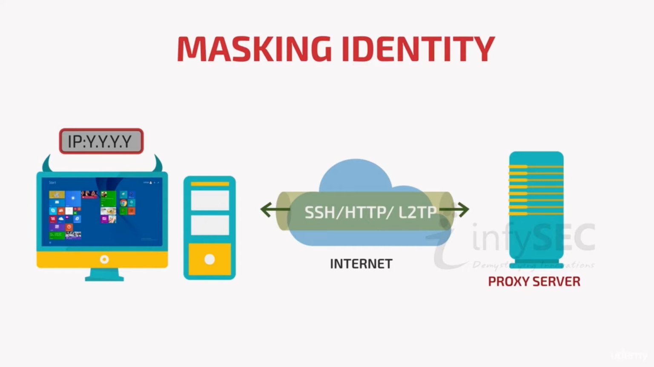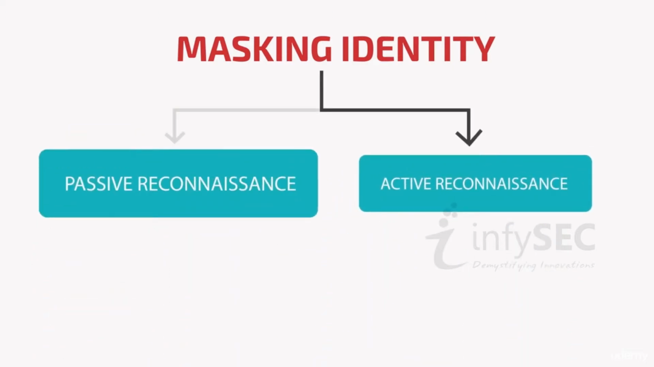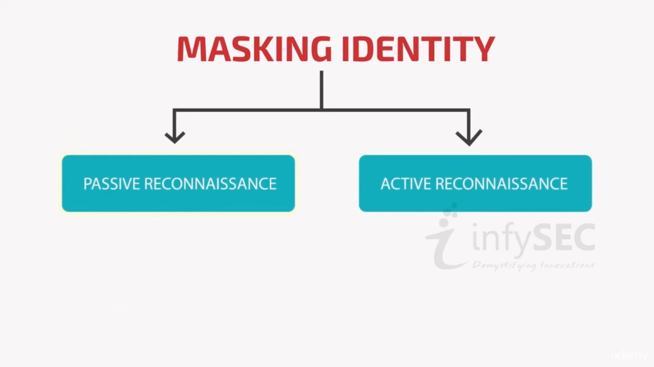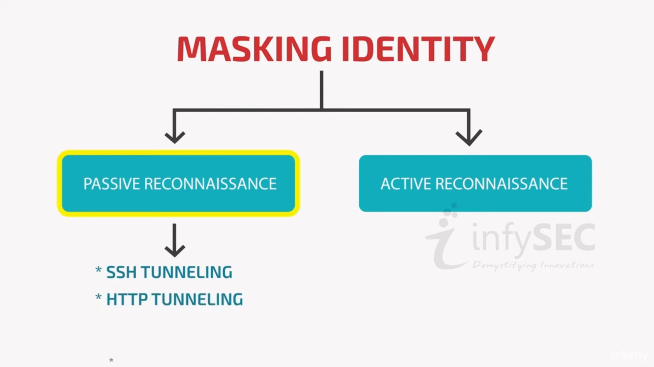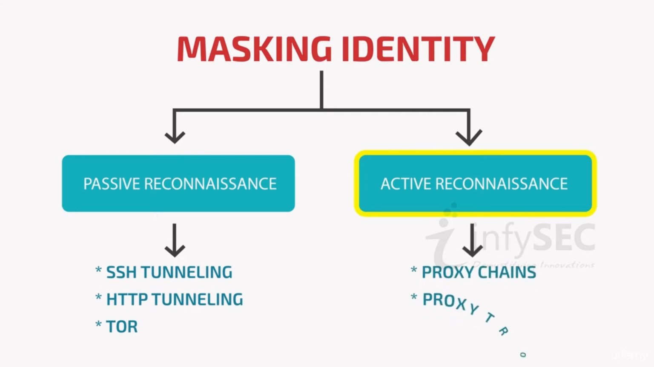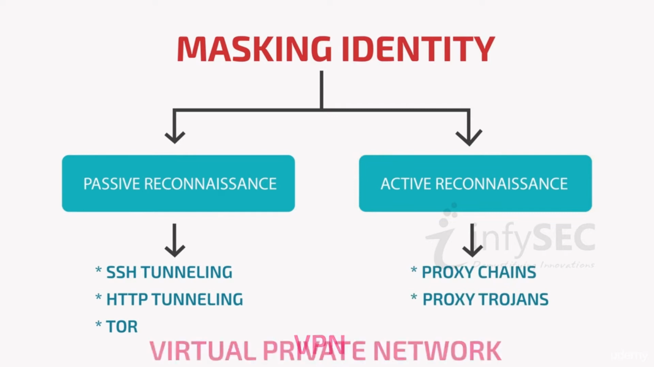Masking identity is done when carrying out either active or passive reconnaissance. For carrying out passive reconnaissance, the following methods can be followed: SSH tunneling, HTTP tunneling, or Tor. For carrying out active reconnaissance, which involves anonymous application usage against the target, the following methods can be used: proxy chains or proxy trojans. VPN or virtual private network can be used for masking identity while carrying out both active and passive reconnaissance.